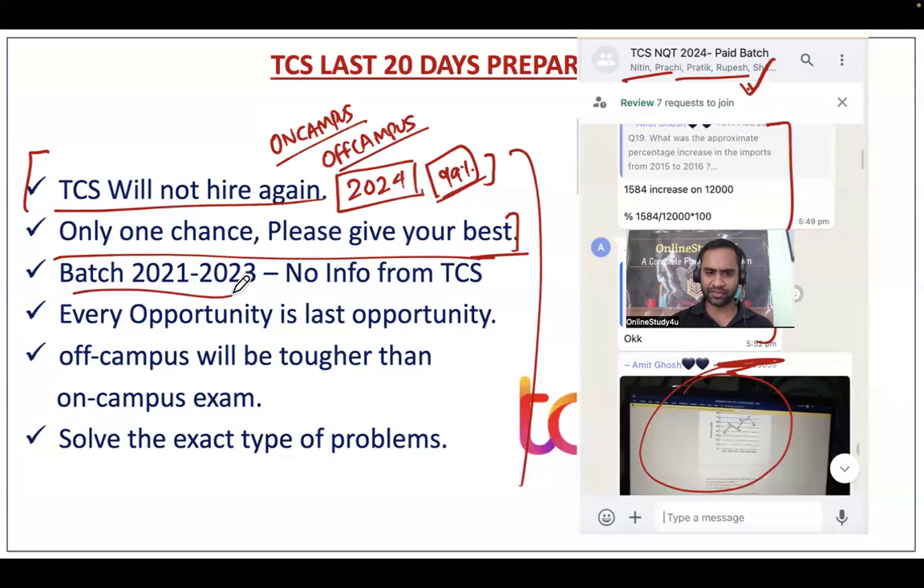Okay, fine. Friends, batch 21 to 23: as of now, there is no information from TCS, right?